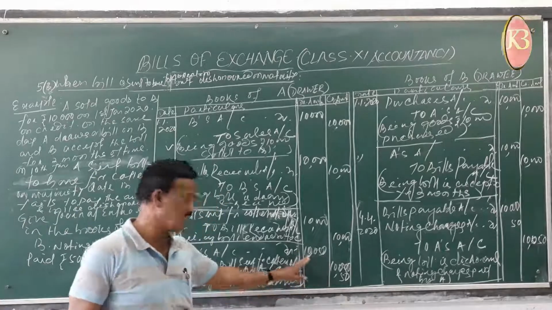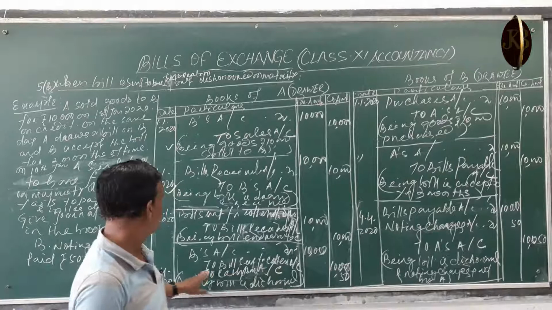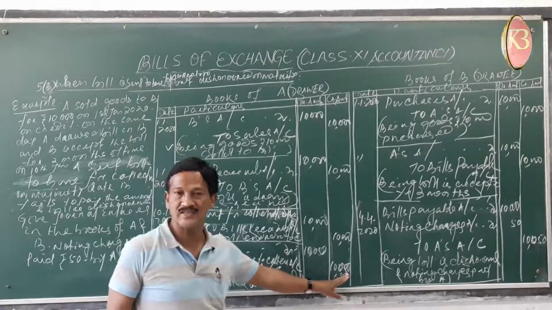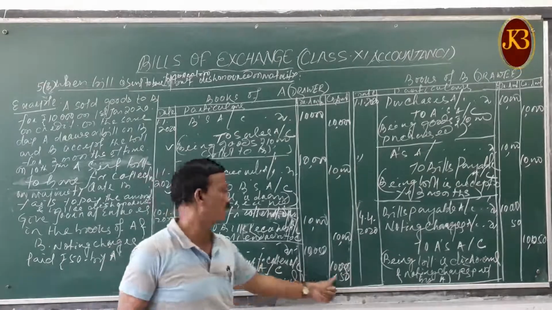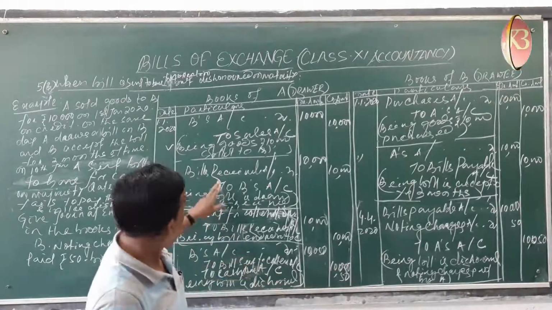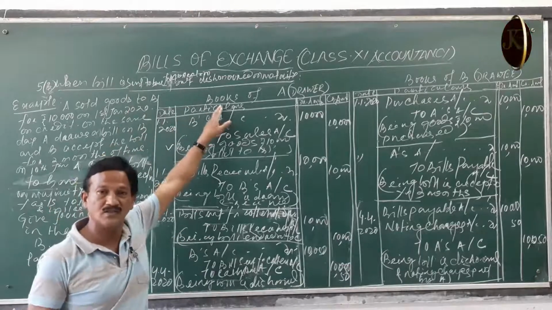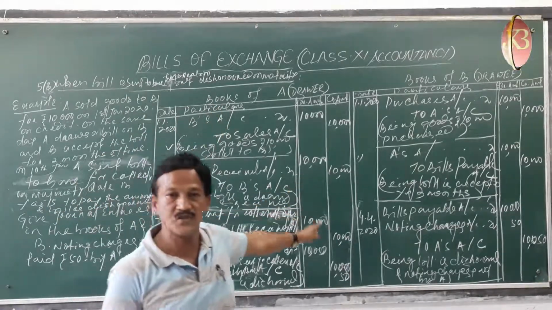The drawee's account is debited 10,050 rupees including noting charges, to bill sent for collection 10,000, to cash or bank account, that is 50 rupees, the noting charges. So these are the journal entries to be done when the bill is sent for collection but dishonored on maturity.